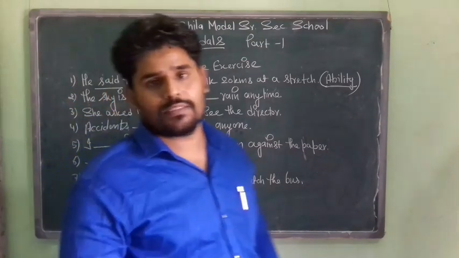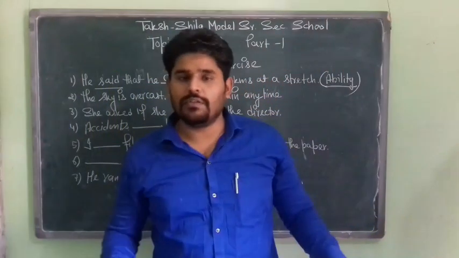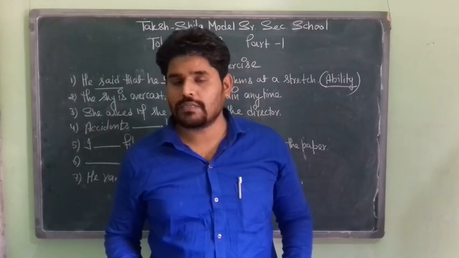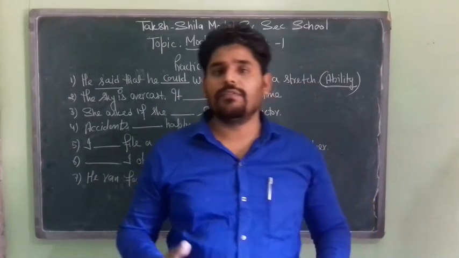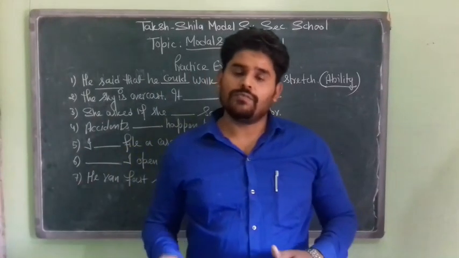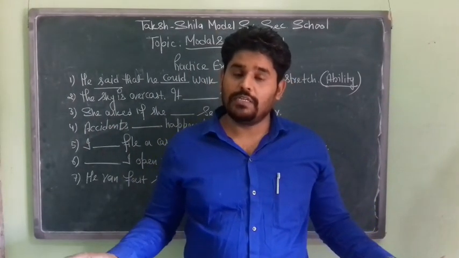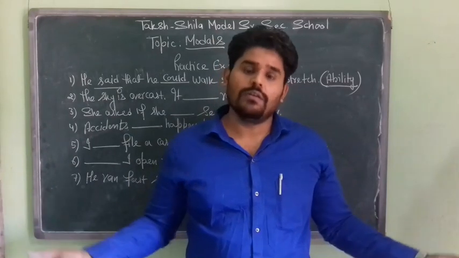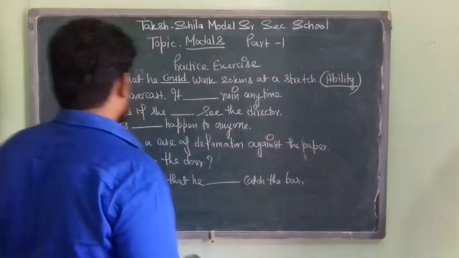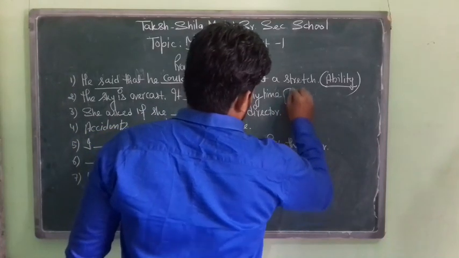So second is: the sky is overcast. Overcast, students, here means that dark clouds are visible in the sky. So we know that whenever the sky is overcast, when there are dark clouds visible in the sky, there is a greater possibility that it will rain, right? So similarly in the second sentence there is possibility.